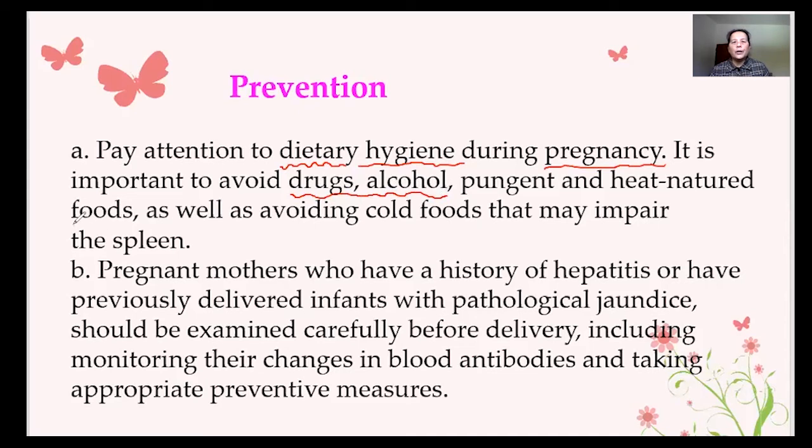And also the food: pungent food generates a lot of heat, so don't eat too much. Don't eat too much heat-natured food. Certainly don't eat too much cold food either, like something just out of the refrigerator, which still damages spleen function. So that's mainly prevention for the pregnant mother.